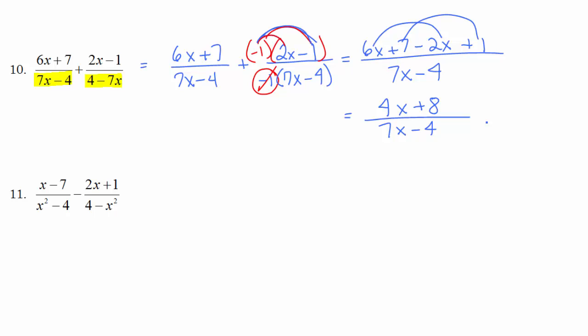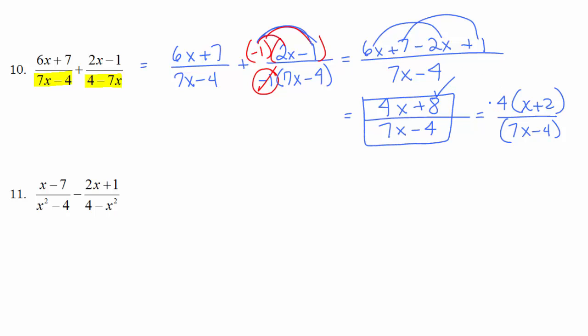But maybe you say, well, wait, I can factor the top. I can take out a 4. And you can, but do you have anything in common? No. So you could stop here, that's correct, or you could factor just to make sure that you could not reduce and stop there. Both answers are correct.